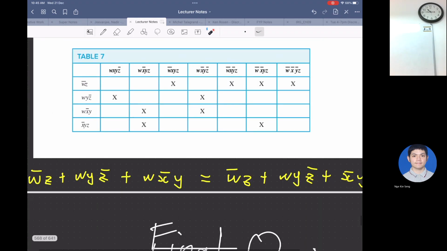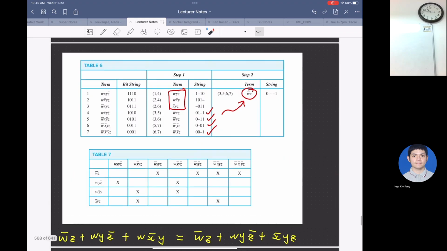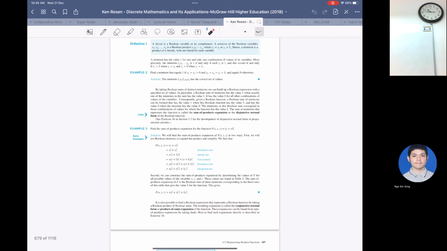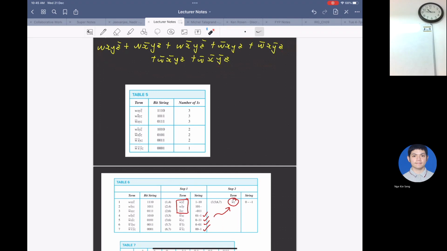So the function can be w bar z plus w y z bar plus w x bar y, or w bar z plus w y z bar plus x bar y z. So these are 2 equivalent functions that you can use to simplify the sum of these 7 terms.